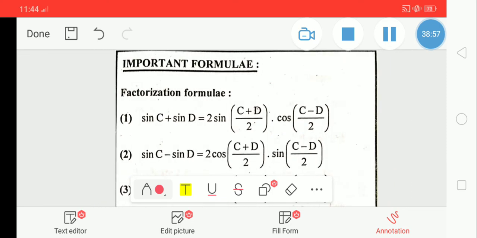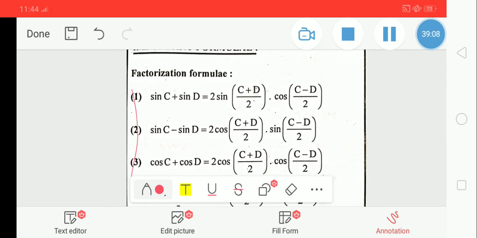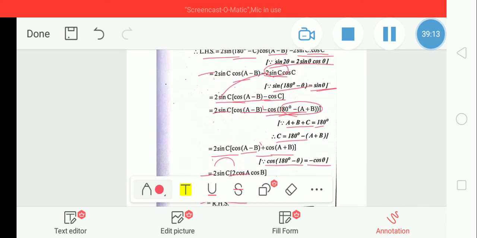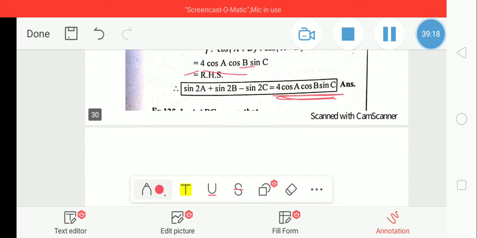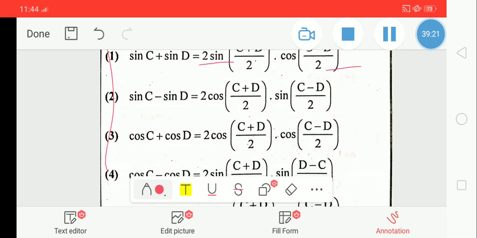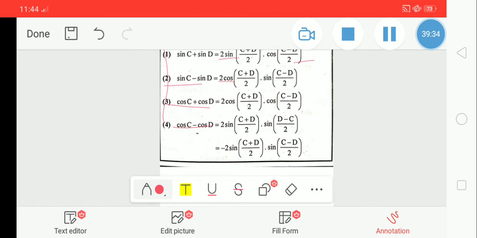Now we did sums on the factorization formula and anti-factorization as well. So this is the formula of factorization: sine of C plus sine of D is 2 times sine of this one. So we used the factorization formula here. And sine C minus sine D is 2 cos of (C plus D) divided by 2 multiplied by sin of (C minus D) divided by 2, here plus and here minus. So they use this one.